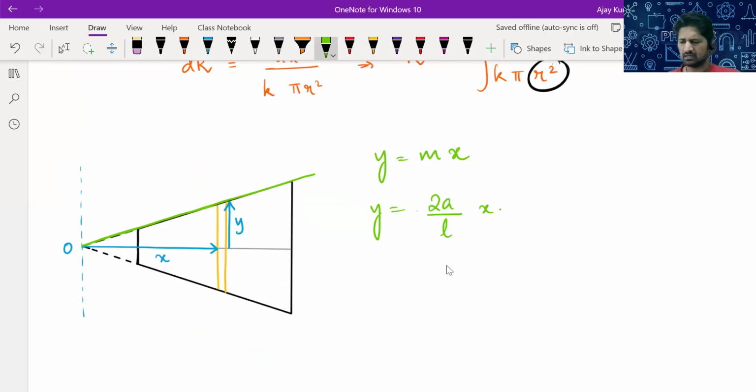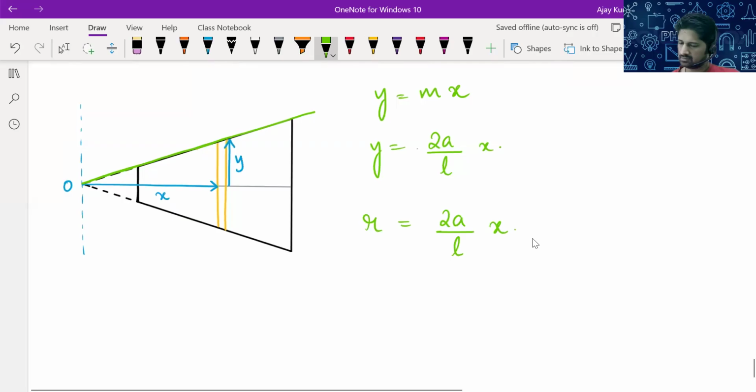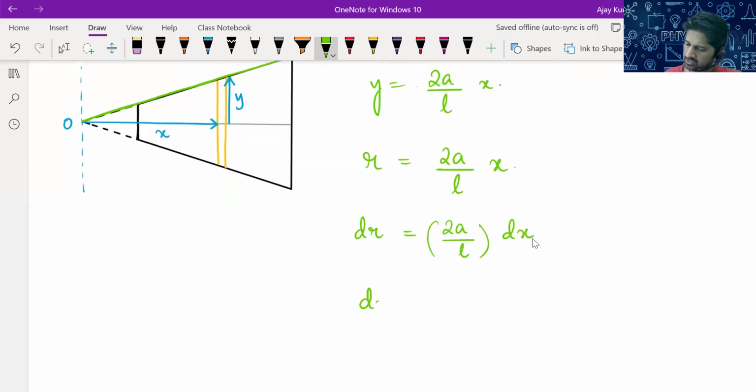Still, why are we doing all this? Y is the radius of the disk. X is the distance of the disk. So we are now able to express the radius in terms of the distance x. Then, if r is equal to 2a by L into x, then dr can be written as 2a by L, which is constant, multiplied with dx. So we'll be able to express dx in terms of dr: L by 2a into dr.